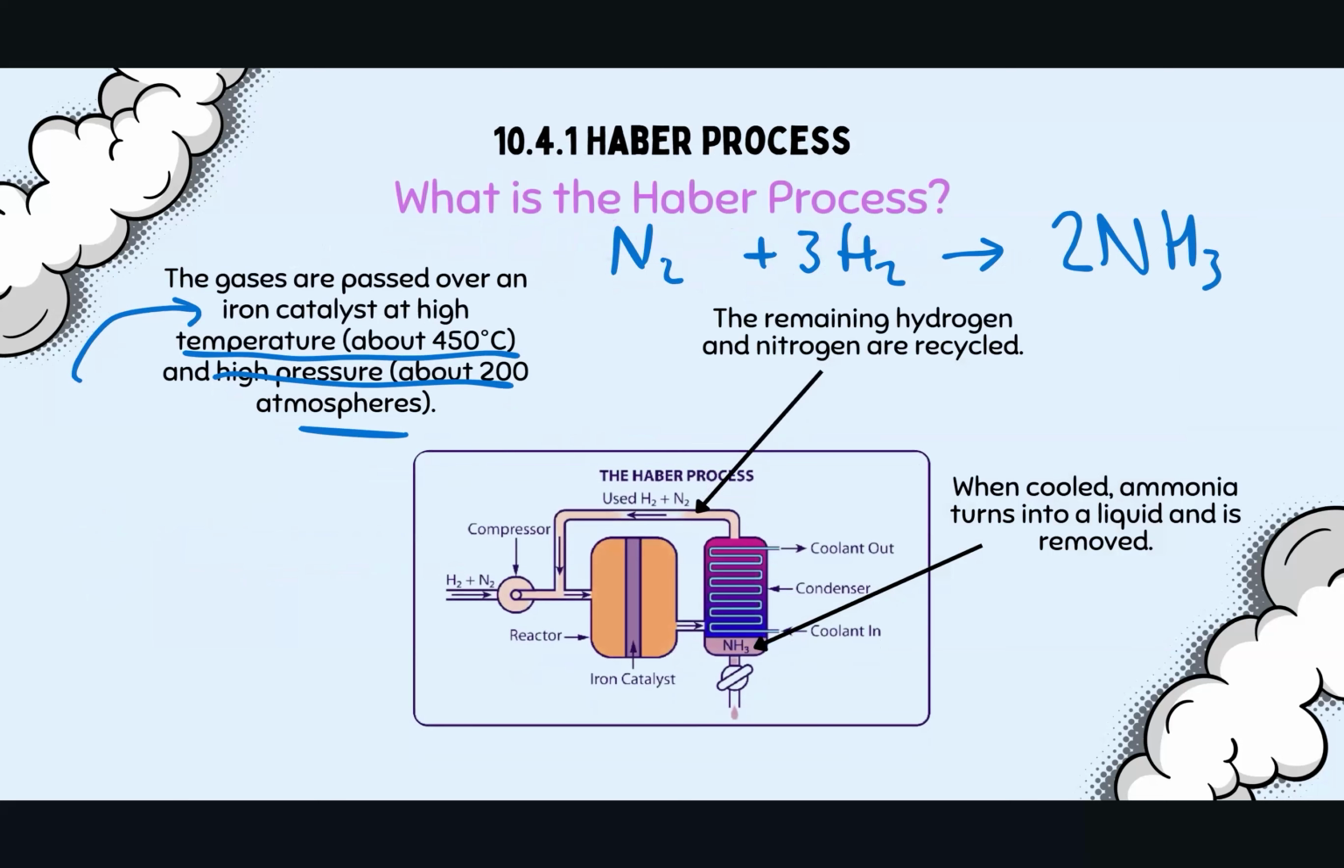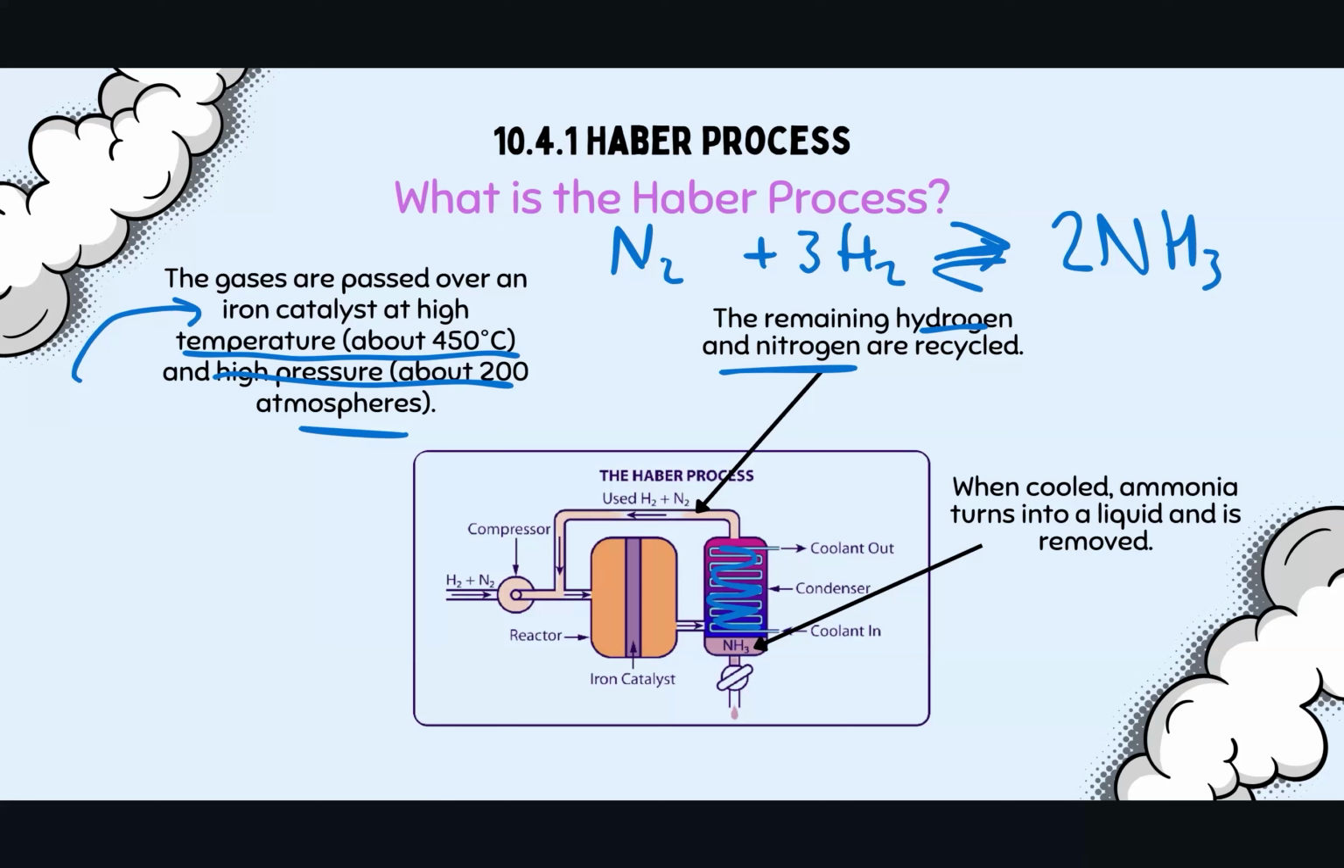Now, whatever doesn't react here is recycled. So the remaining hydrogen and nitrogen are recycled. Now, a coolant goes through this because when the ammonia cools, it turns into a liquid and it's removed. So it allows the process to keep continuing. Because this is linked to Le Chatelier's principle, apologies, this arrow is wrong. It should be a reversible arrow.